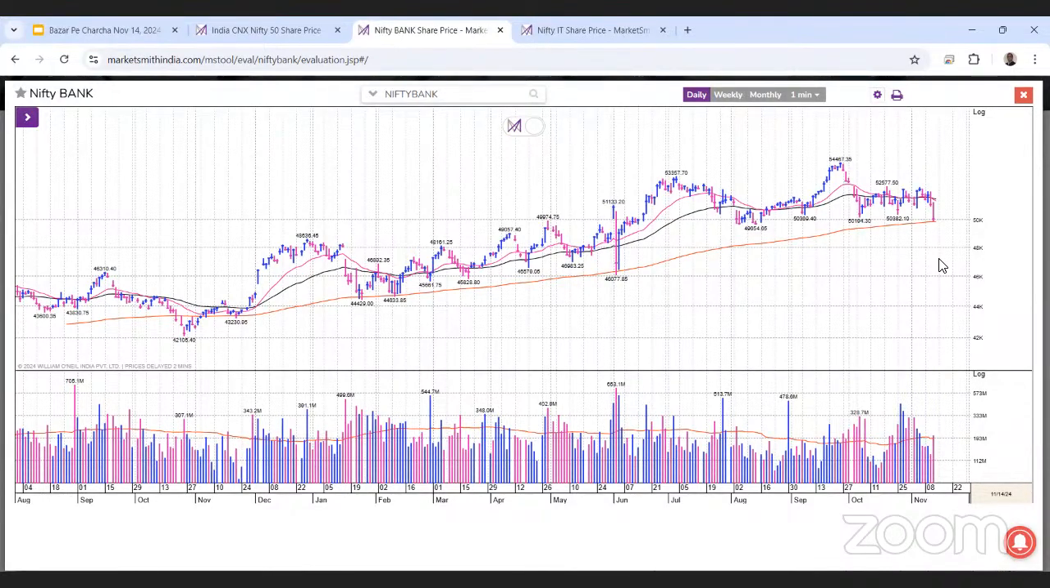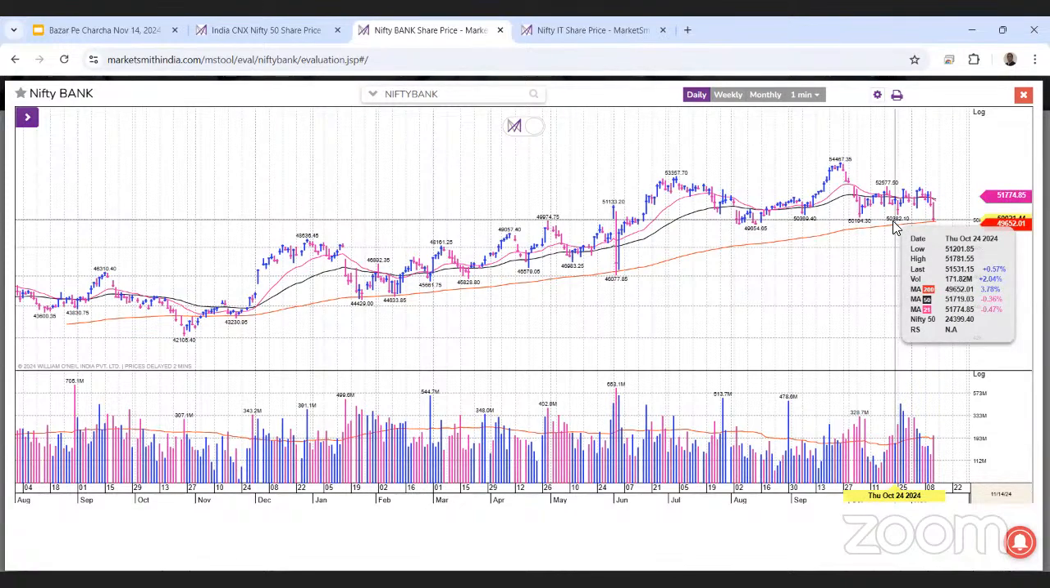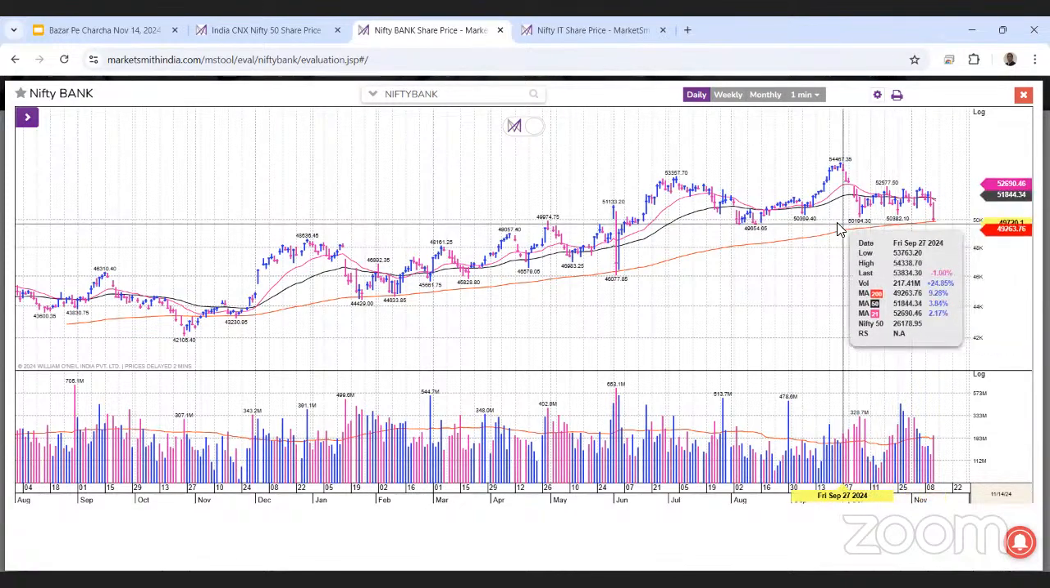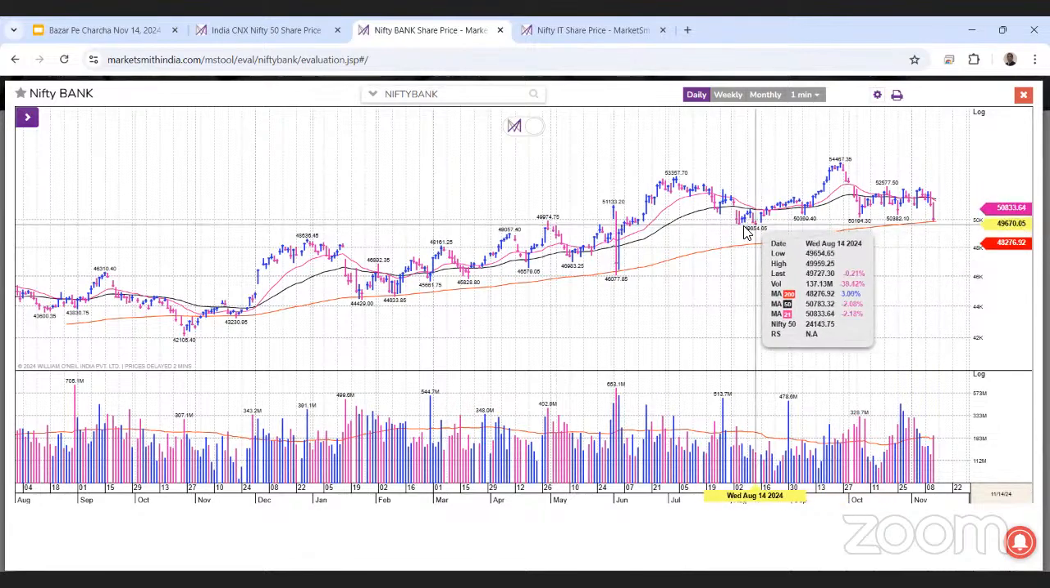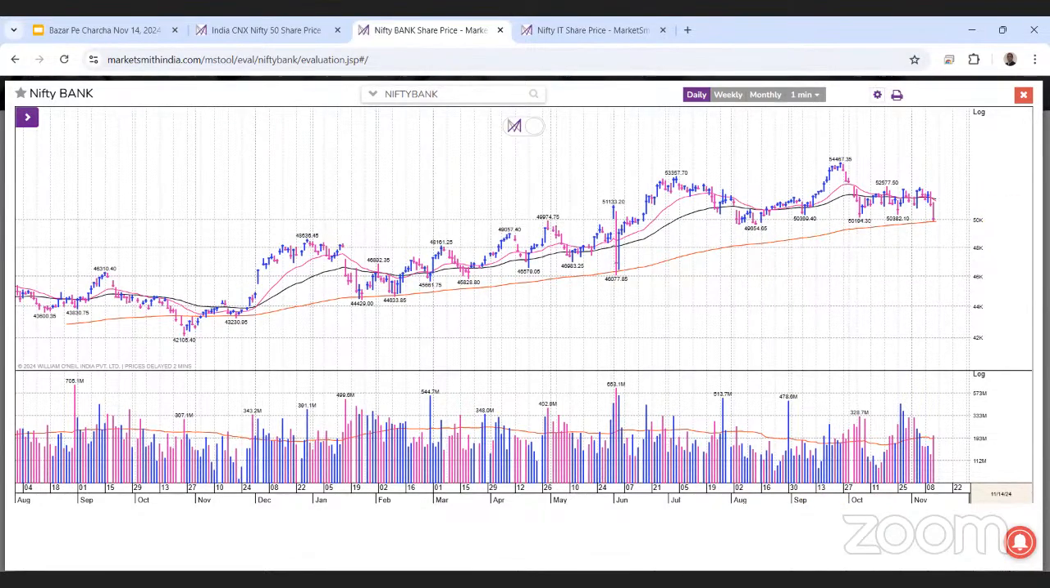Suppose it breaches this 50 DMA, then maybe we can expect further downside. But anyway, last time I clearly mentioned that 49,500 to 50,000 is a critical support area. Not only the 200 DMA, but this price cluster is also here, let me annotate.